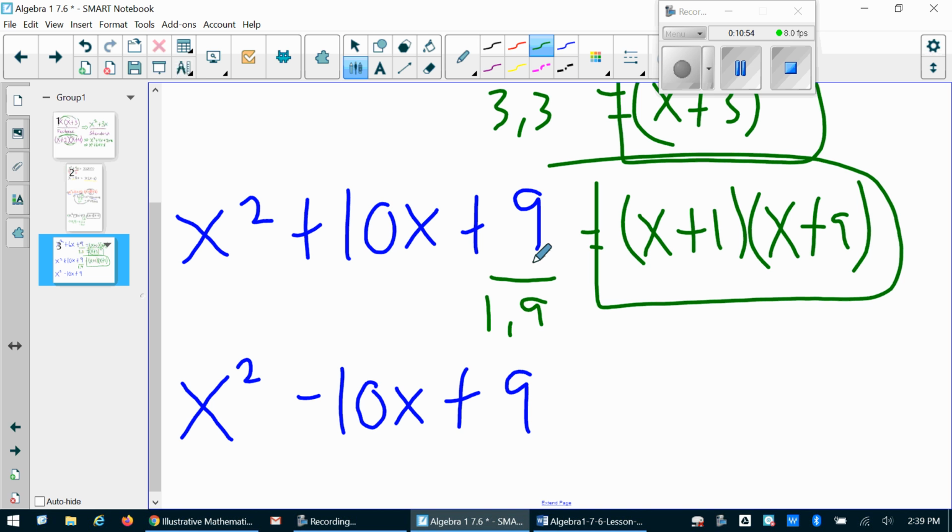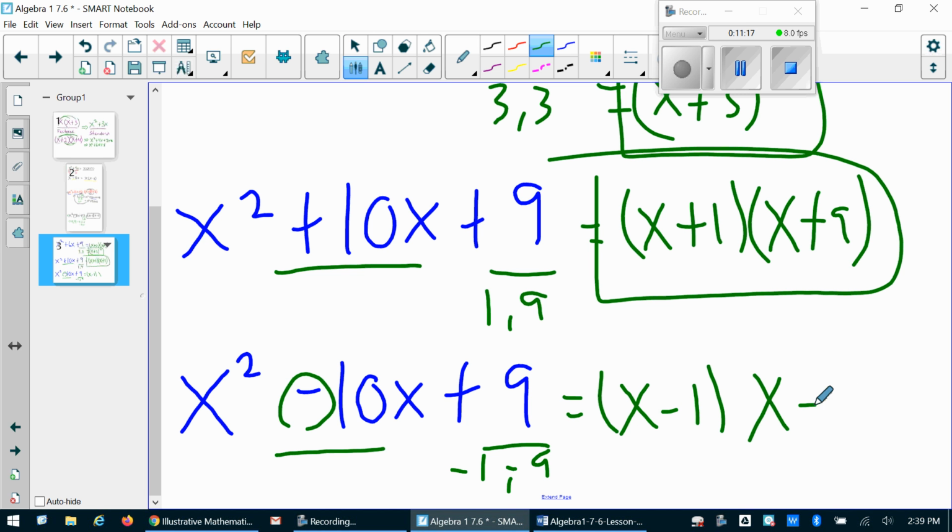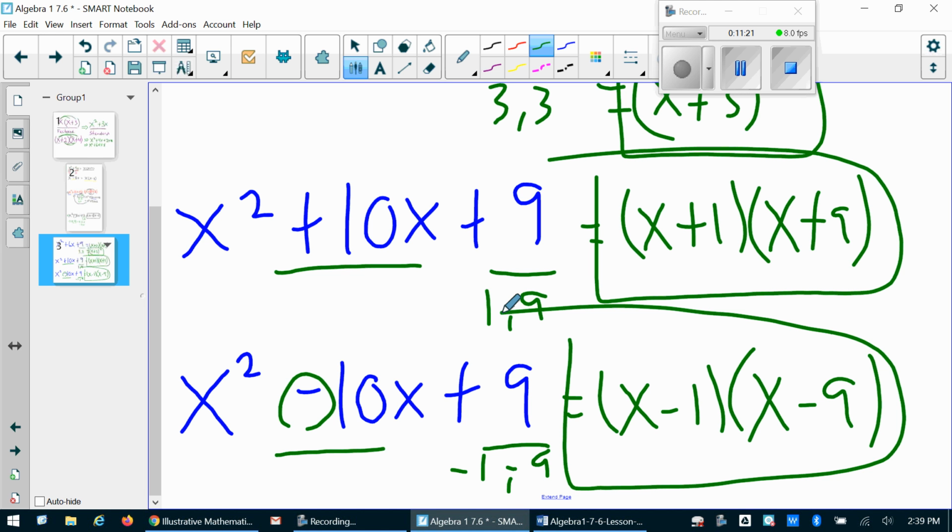And then for this third one, notice we had a positive 10 here. Now we have a negative 10. That will change our strategy just a little bit. I still have 1 and 9. But again, my sum is negative. I need to make both of these negative to make this work. So I have x minus 1 times x minus 9. And we've got it.